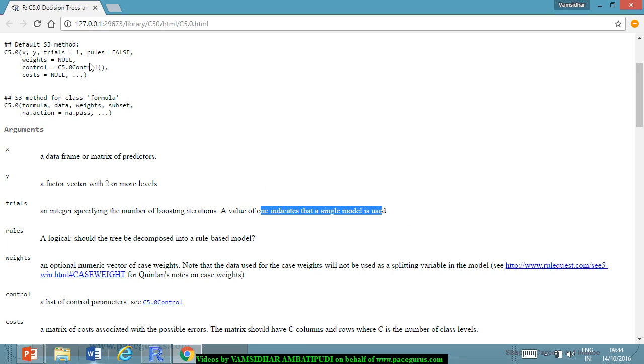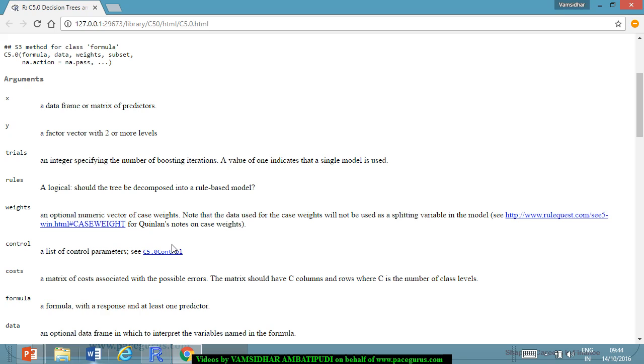And if it is a rule based model, I can very well set the rules. If the whole tree has to be broken down into a set of rules, then I'll set rules equal to true. Otherwise, if I'm going to build a tree itself, I can set it as false.